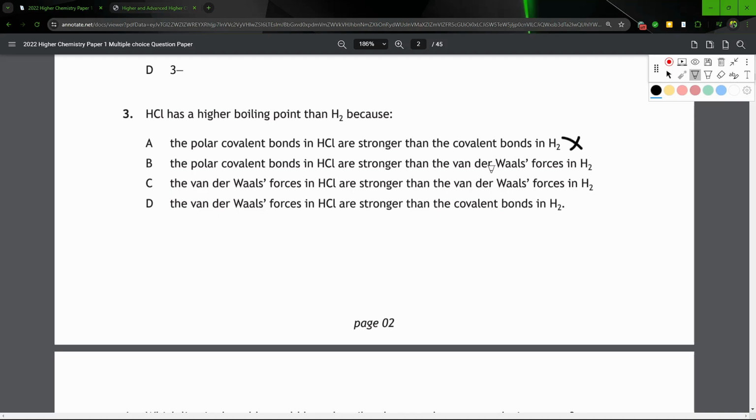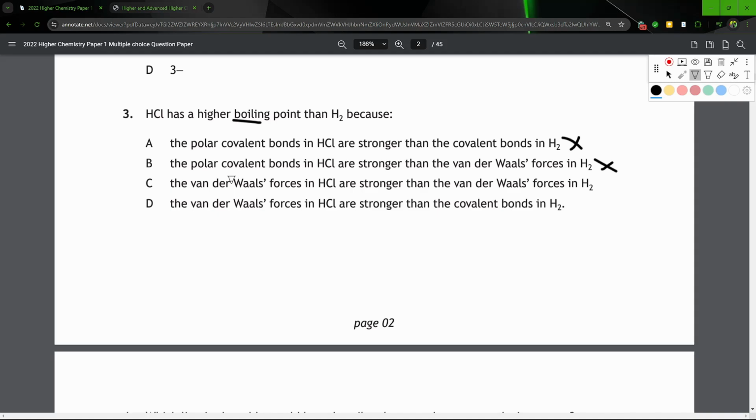Of course, the covalent bonds are going to be stronger than van der Waals forces, but it doesn't matter because when you boil something, remember, if you're doing this with a discrete covalent molecular substance, then you're breaking the intermolecular forces, the van der Waals forces between the molecules. So this one's garbage because you're comparing 2 different things.